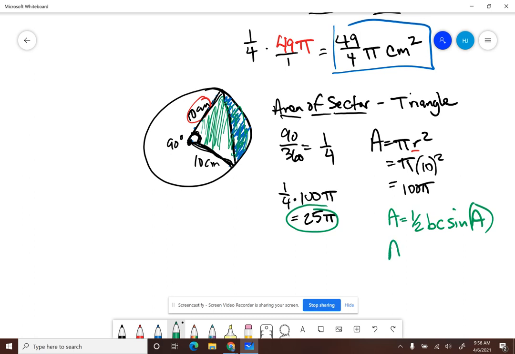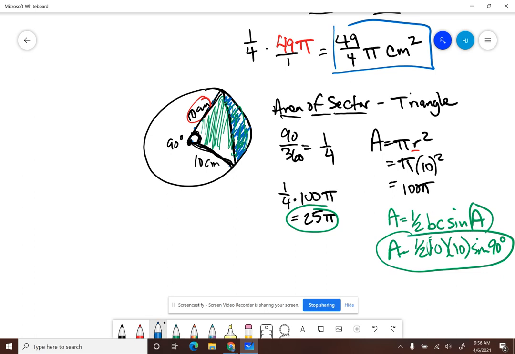So now we have area equals 1/2. b would be one of our sides, which is 10. Our other side is also 10, and sine of 90 degrees. Okay, you could put all this into the scientific calculator. And so really, what I have here is the area of my triangle right here. Okay, this is the area of the whole thing.